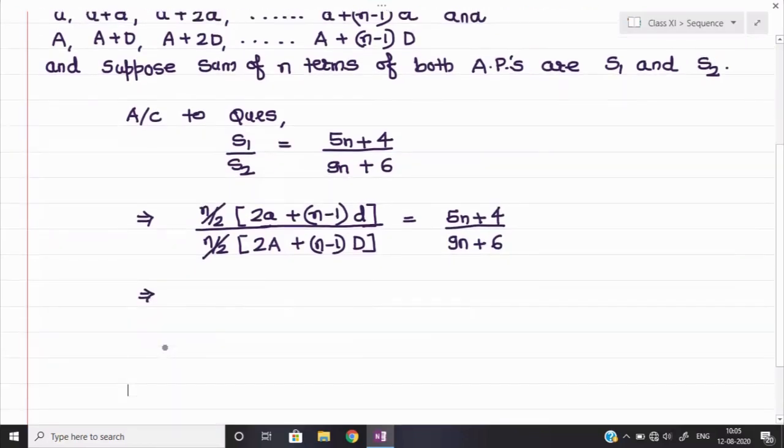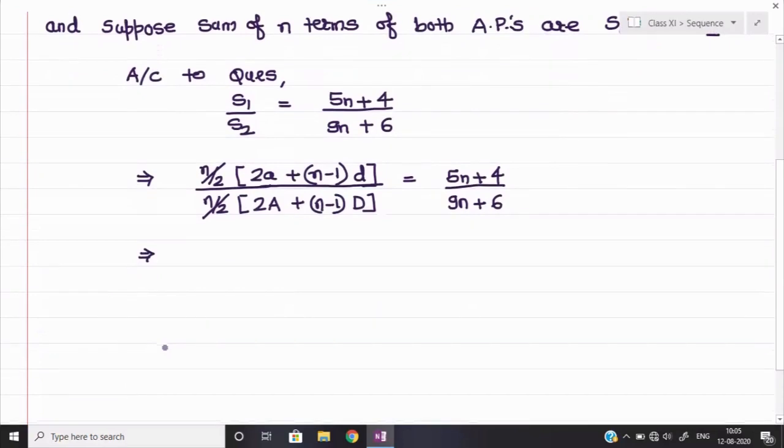I am taking 2 common from the numerator and denominator of the left hand side. So if I take 2 common, what will remain here? In place of 2a, it will remain only a. And here it will remain (n minus 1) whole divided by 2 into d.